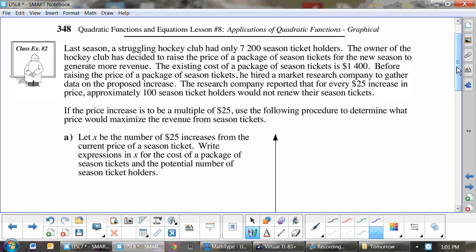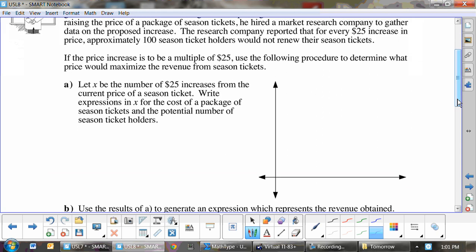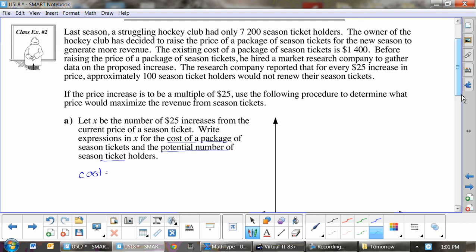And then they want us to come up with 2 different equations. One that figures out the cost, and one with the potential number of ticket holders. So let's do cost first. What is the original cost of these tickets? Can someone put up their hand and let me know? Sam? Exactly. Okay, and are they looking to increase or decrease the cost of the tickets? Kevin? Increase, right? By how much?